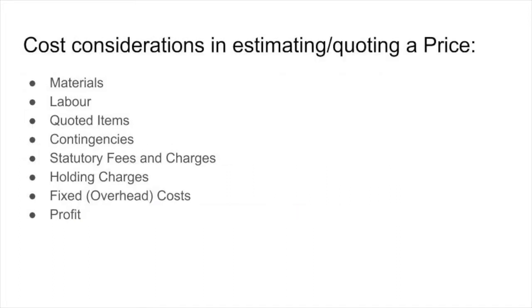So as I say, cost considerations in estimating or quoting a price involve things like materials. Materials are the stuff that you need in order to be able to do the project. So for example, if you're a painter, you're going to have to buy some paint. You're going to have to buy plaster. You're going to have to buy painter's tape. All of these sorts of things are what you're going to consume as you do the painting.